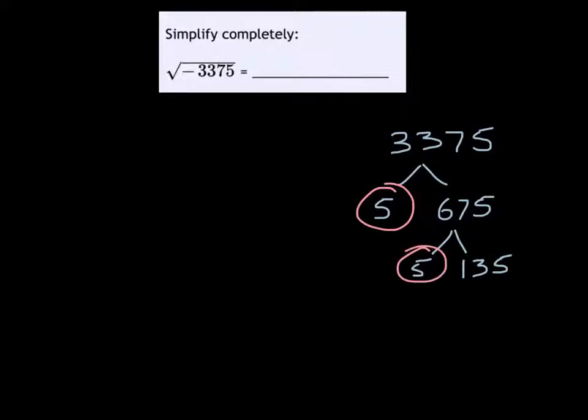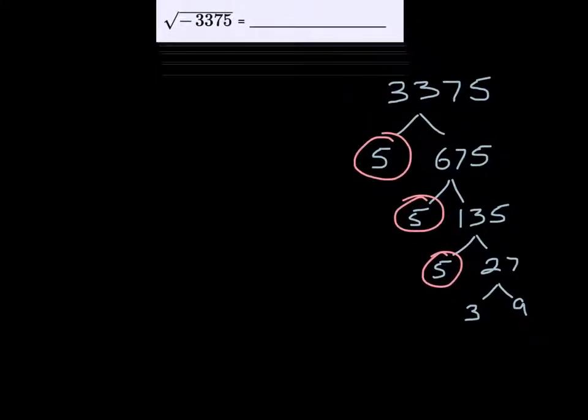And then I'm going to divide 135 by 5. And I get 5 times 27. And then 5 I can't divide, but 27 I can break up. I can divide it by 3. So I'm going to divide that to be 3 times 9. And then 9 I'm going to divide here and get 3 times 3.